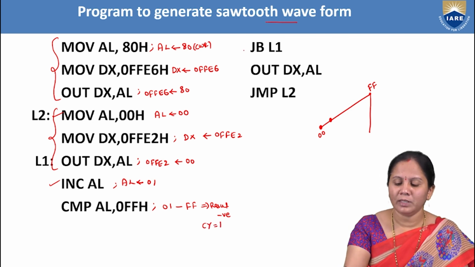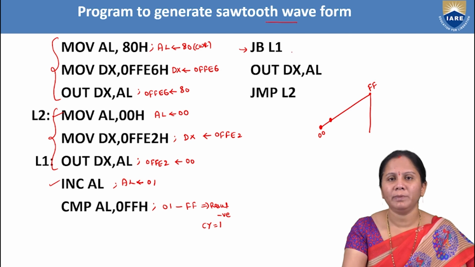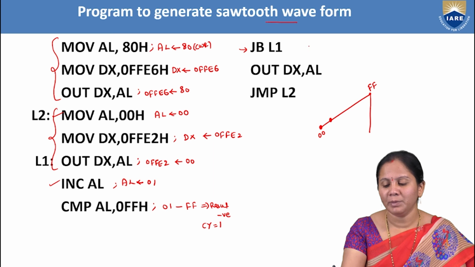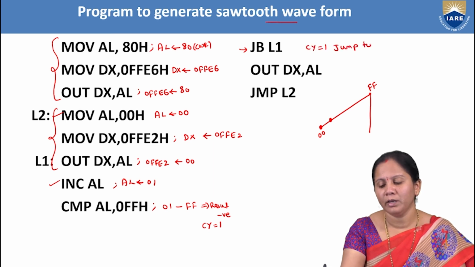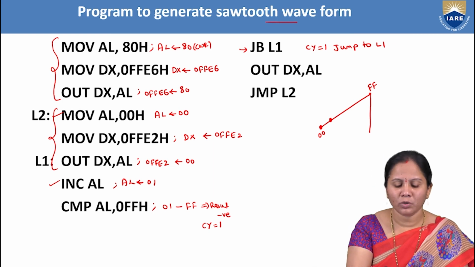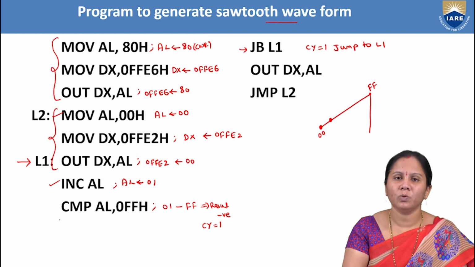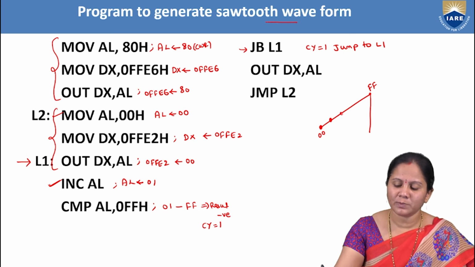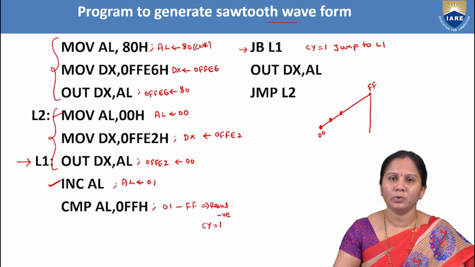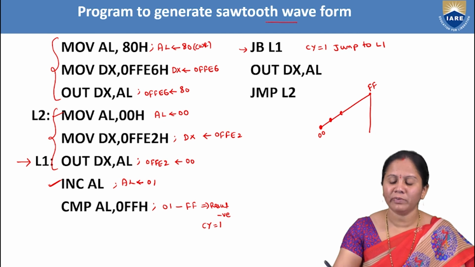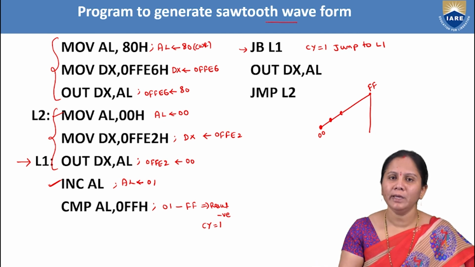Okay. After that, the instruction JB L1 will be executed. So here JB means jump if below. That means if the carry bit is set, jump to L1. Okay. So if the control goes to the label L1, again the same instructions will be executed. Again, increment AL will take place. If increment AL takes place, we have to compare again with FF. Okay. Again, if carry occurs, the same loop will be repeated.